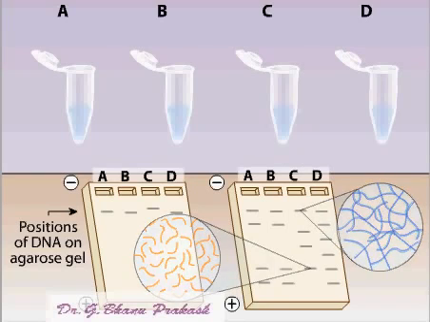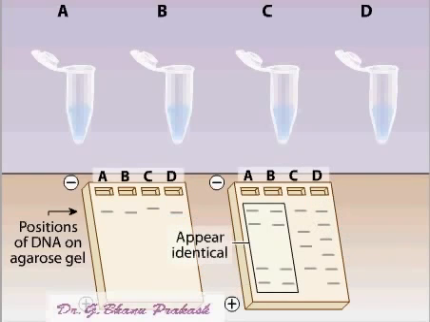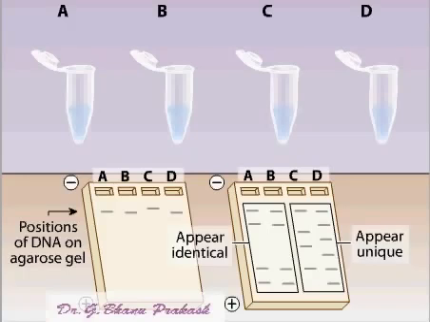The patterns of fragments in lanes A and B appear identical. On the other hand, the patterns of fragments in lanes C and D appear unique. Are the DNA sequences in fragments in lanes A and B the same or nearly so, and is there any similarity between them and any of the fragments in lanes C and D? To answer this question, we perform what is called a Southern blot.